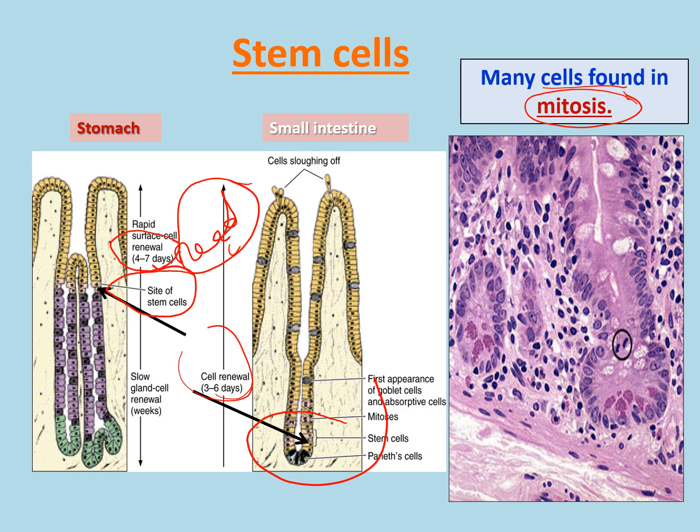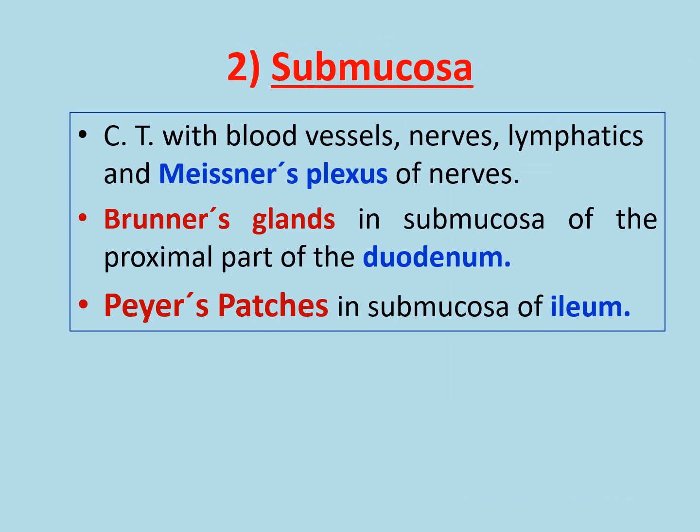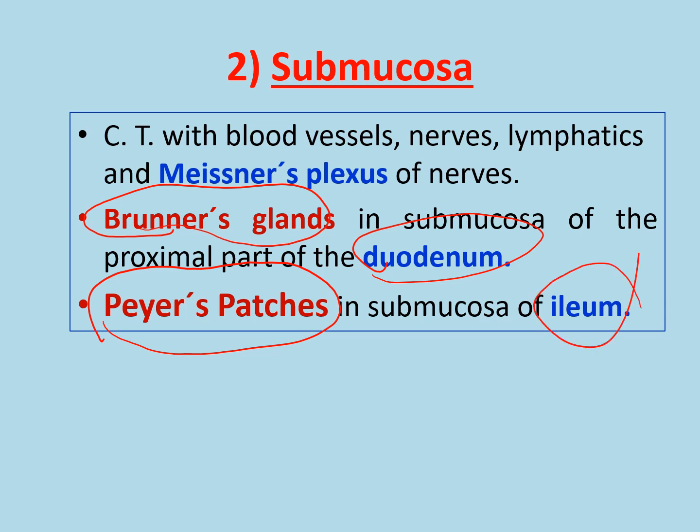Now, let's go to the second layer, the submucosa. What is submucosa? It is dense connective tissue containing blood vessels, nerves, lymphatics, and the submucosal plexus. Submucosa is very characteristic for the small intestine because it helps us identify each part. For example, if we find Brunner's glands, which are mucus acini in the submucosa, this will be duodenum. If we find lymphatic aggregations, lymphatic follicles called Peyer's patches, it will be ileum. Excellent.